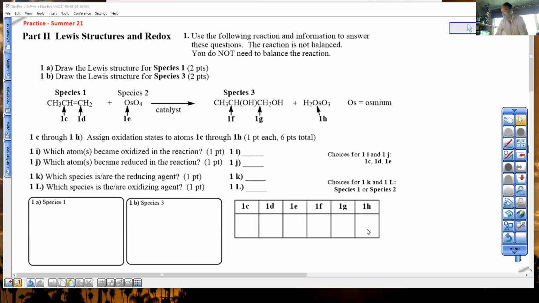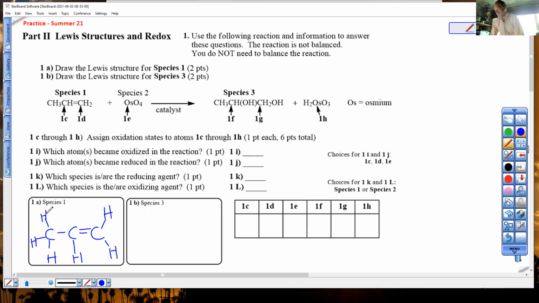Lewis structure has to show all the valence electrons. So we need to get the carbon skeleton here, C, C, C with a double bond there, H's on the end. There's 2 of them, CH2, H on the middle carbon, 1 of them, 3 H's on the last carbon. Make sure you show all those bonds. Lewis structure has to show every bond and every lone pair. Remember that. Species 3, every bond, every lone pair.